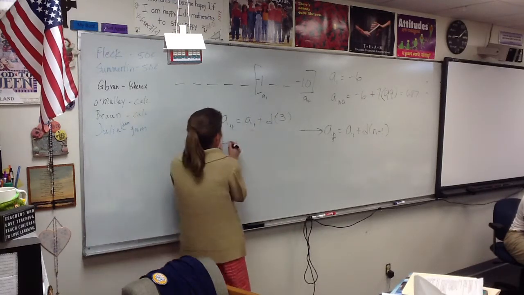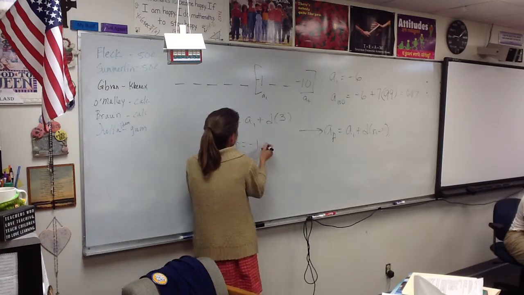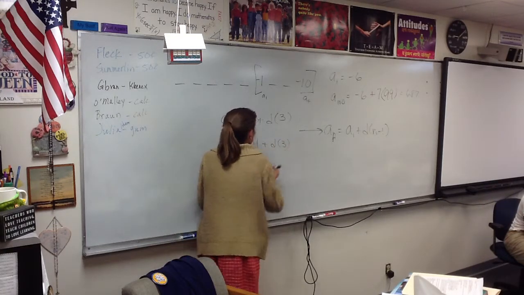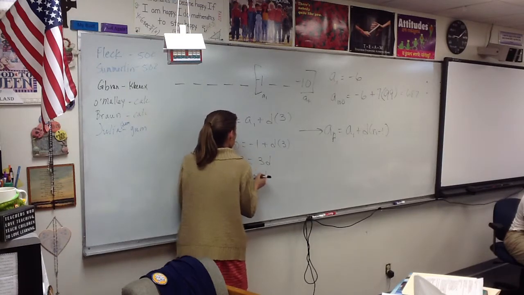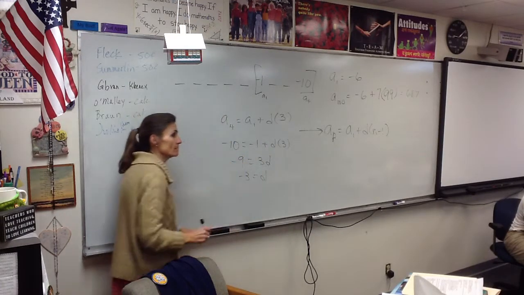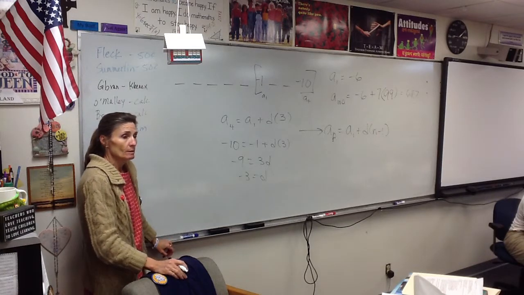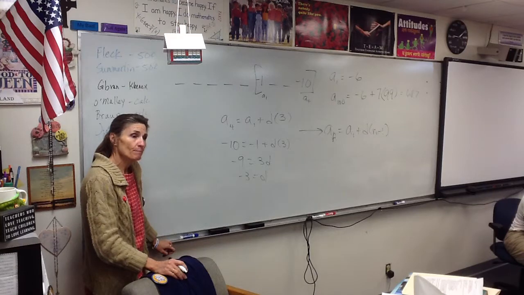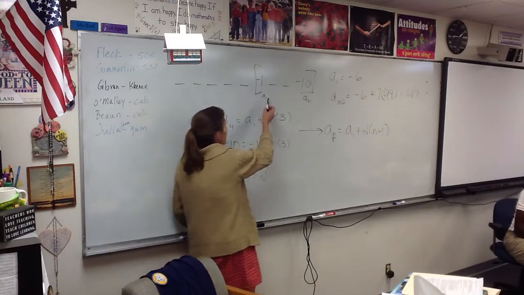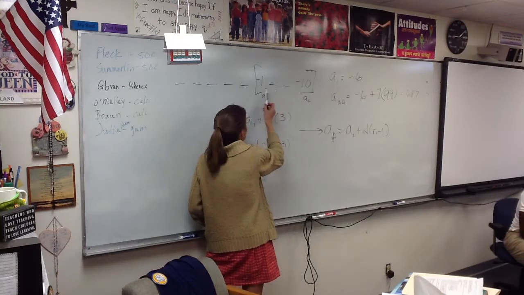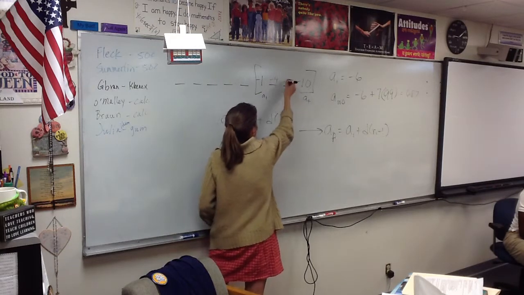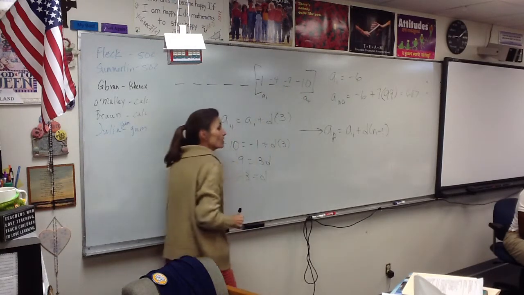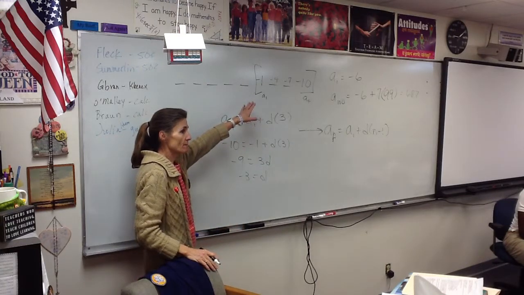Now, our fourth term is -10. Our first term is -1. We should be able to do this. -9 equals 3d, so d equals -3. Now, what does that mean? That means that if I wanted to fill in these blanks, what would I do? Add -3. So -4, -7, -10. Great, except those aren't the ones I want.